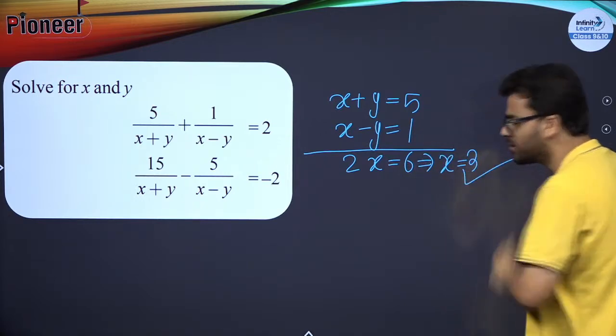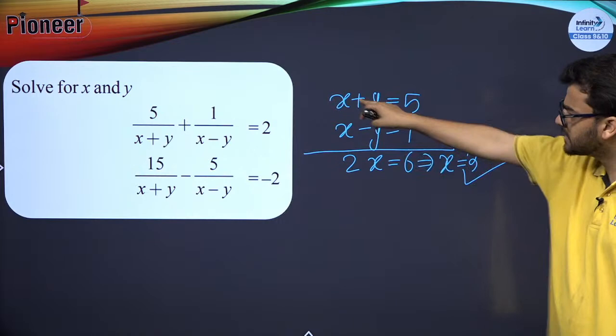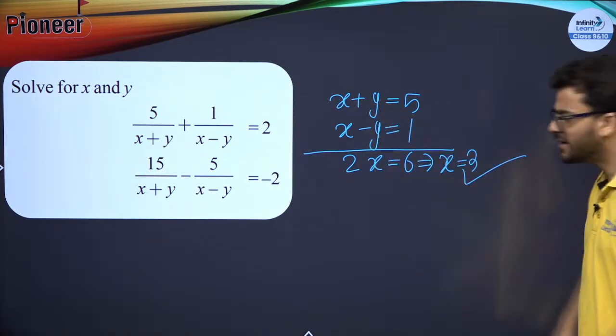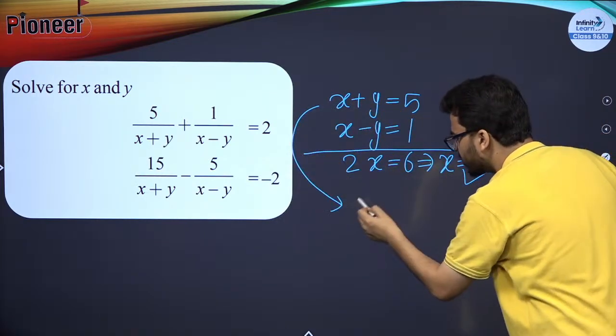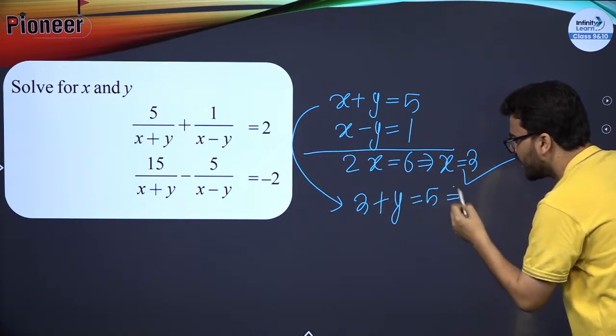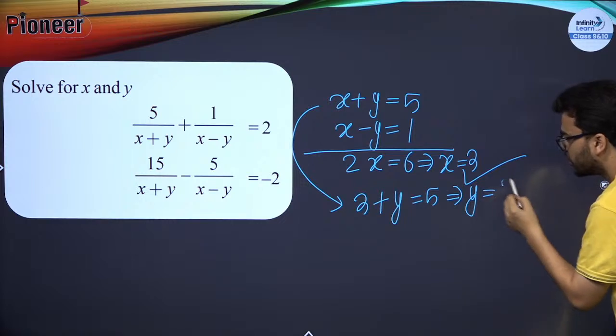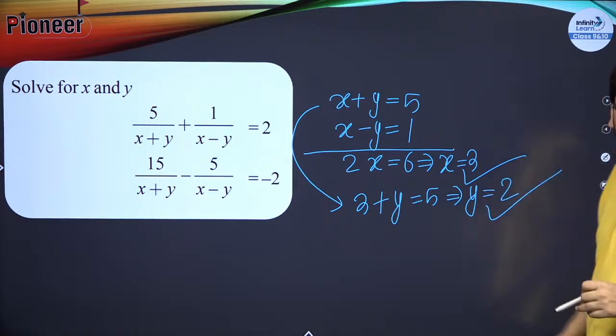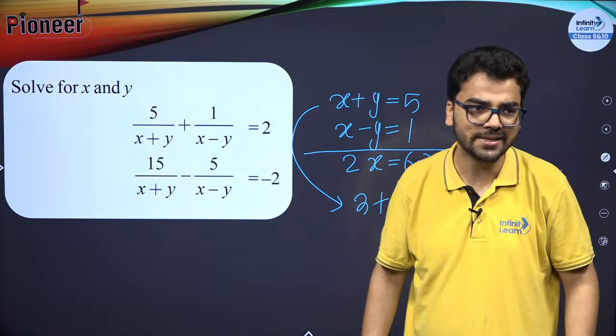So x is equal to 3 is the first answer, and then you can put x is equal to 3 over here or over here. It is all up to you. Suppose I am putting it in this equation. So x is equal to 3 plus y is equal to 5. So from here you will get y is equal to 2. So x is equal to 3 and y is equal to 2 is the solution. Very good. Yes, Navya, that is correct.